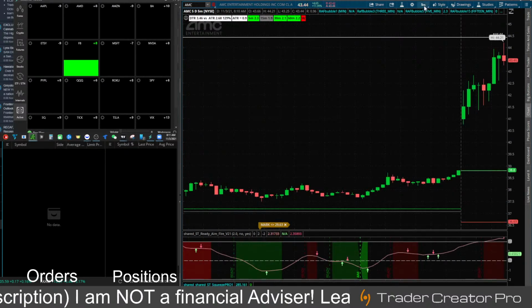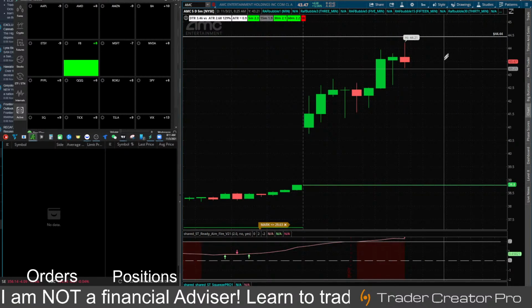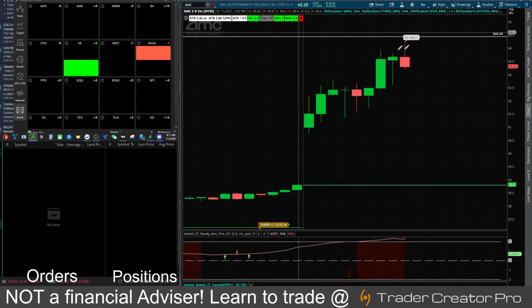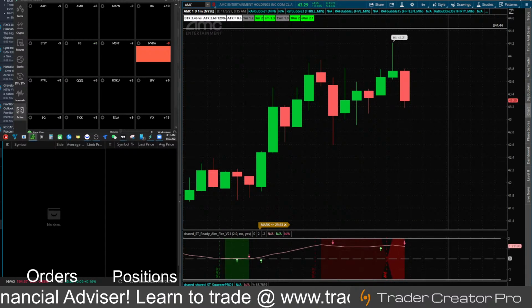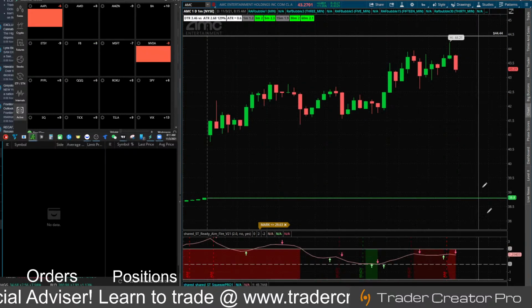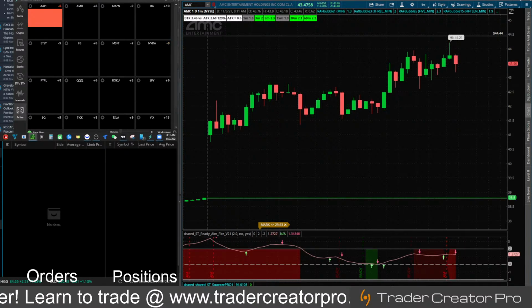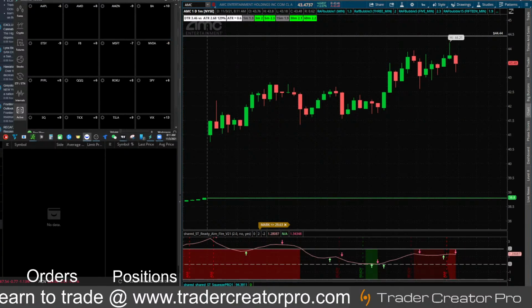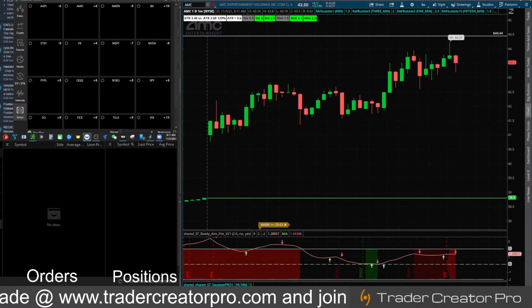There's a little pullback. So I'm a little bit worried to go long because of the 5 minute being so overbought. So I could see a little pullback coming like this. We're just getting a little bit high.